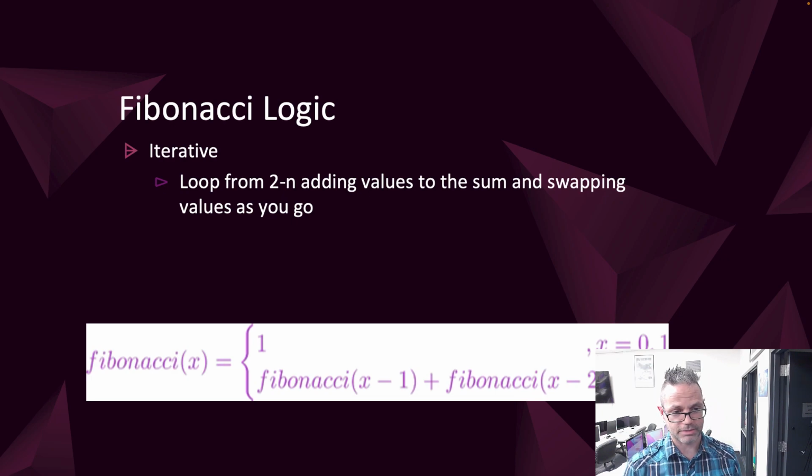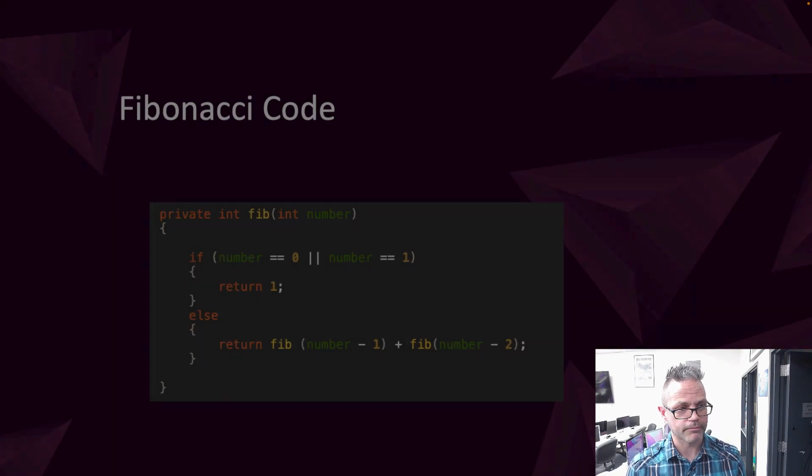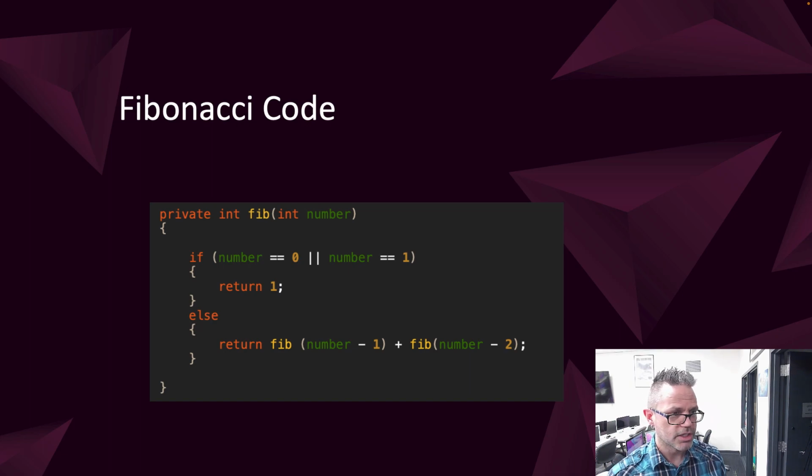Otherwise, it's Fibonacci of x minus 1 plus the Fibonacci of x minus 2 such that x is greater than 1. So here we have it in code. My private int fib method takes int number. If number is equal to 0 or number is equal to 1, then I return 1. Otherwise, I have a double recursive call.